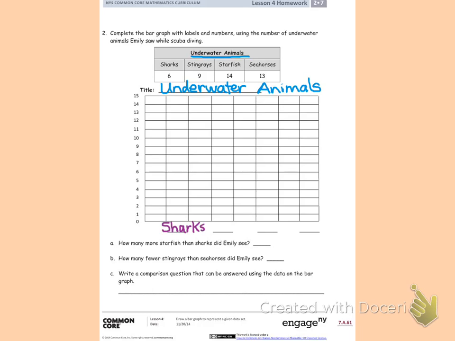Sharks has a 6, which means she saw 6 sharks while scuba diving. I will draw a line where the 6 is, and then I will outline the boxes and then shade.